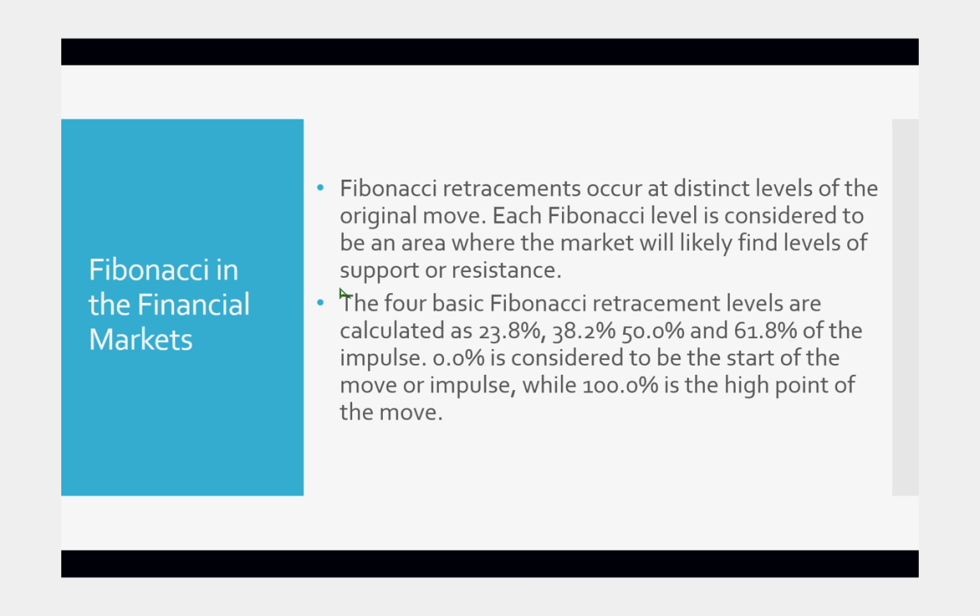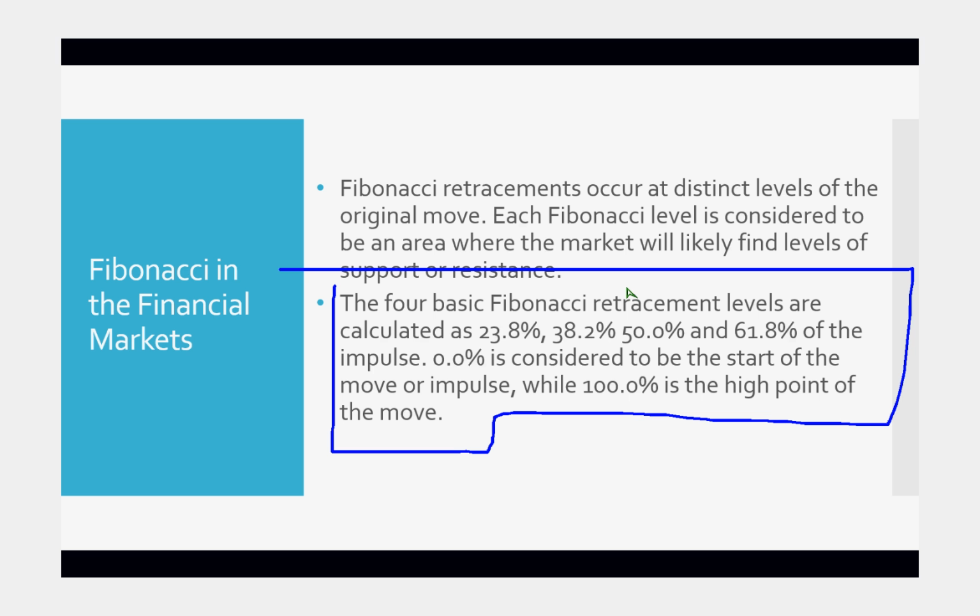So one of the major definitions, if you go through any type of definition of Fibonacci, will describe that Fibonacci retracement levels are calculated, of course, with those numbers, but I personally use the magic 3. 0% of the impulse is considered to be the start of the move or impulse, while 100% is the high point of the move.